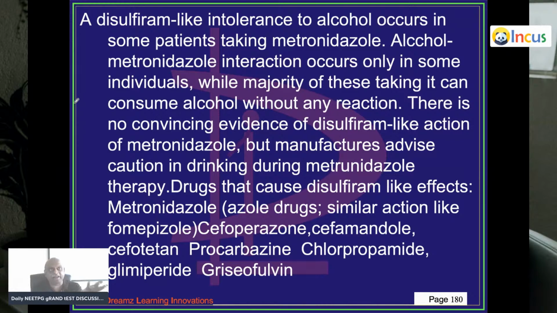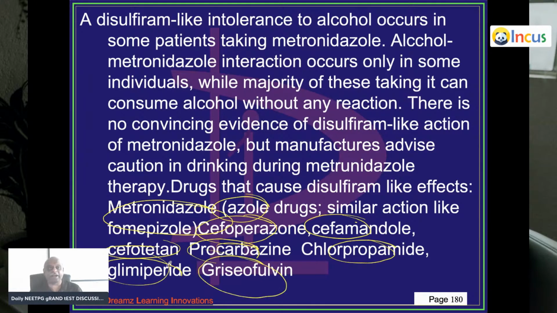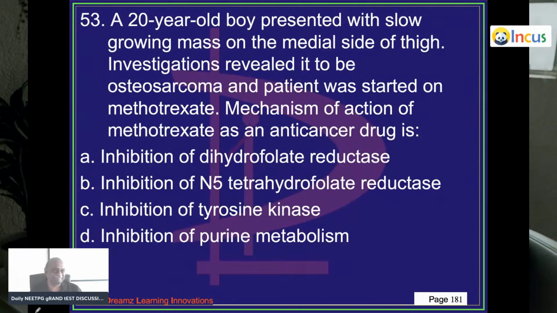So what are all the drugs that cause a disulfiram-like reaction? Metronidazole, azole drugs, cefoperazone, cefamandole, cefotetan, procarbazine, chlorpropamide, glimepiride, griseofulvin. This is the list you need to remember.